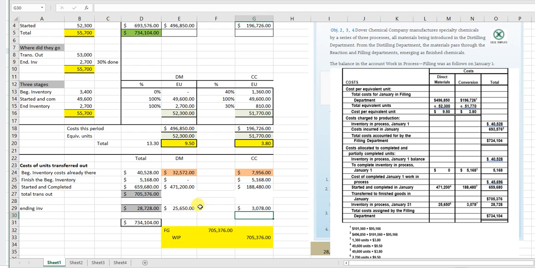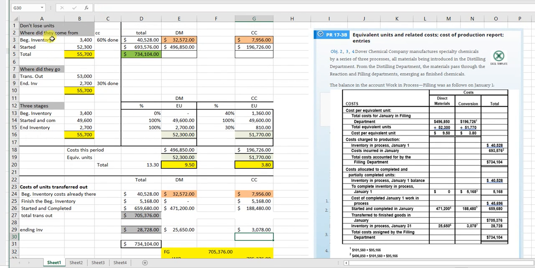And the reason that I'm going to separate it out is because notice up here, there are only 2 places where costs can come from. They were already there, so this is units, this is costs. This is units, this is costs. What I want to do is assign costs to transferred out and ending inventory. So I'm going to split them up a little bit differently.